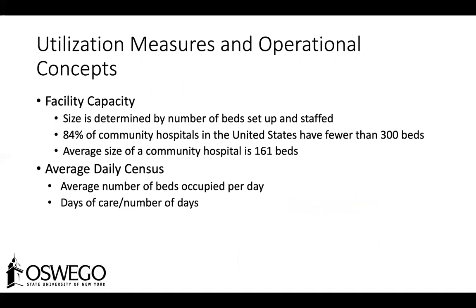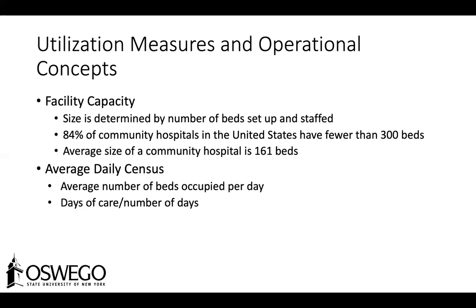Some more utilization measures, we can look at facility capacity. Again, we've got a certificate of need in New York State. So any licensed bed is a bed that is approved by the state, it is available, and it is staffed. 84% of community hospitals in the US have fewer than 300 beds. The average size of a community hospital is 161 beds, just to give you perspective on size.